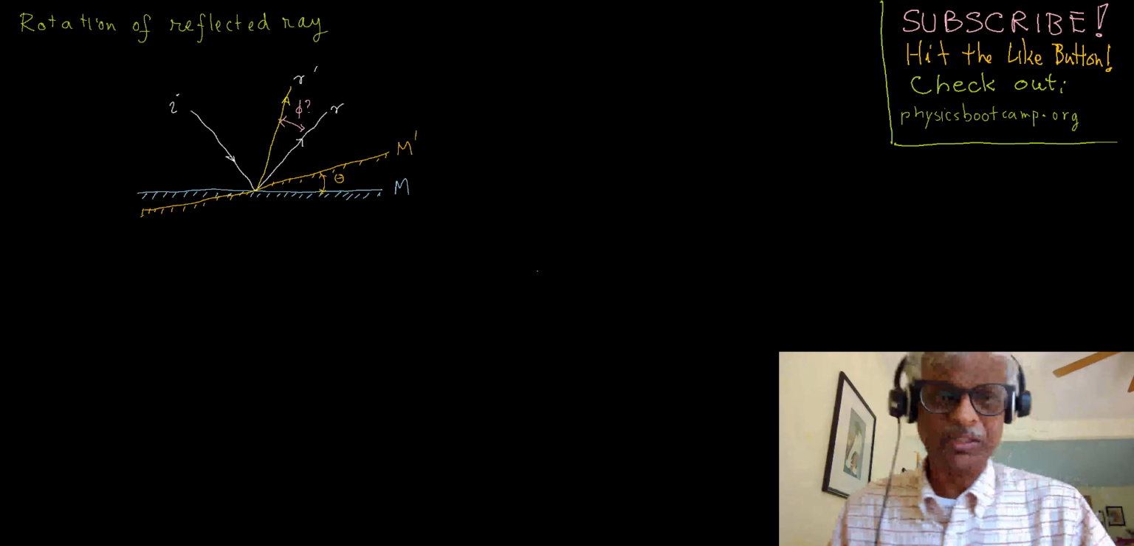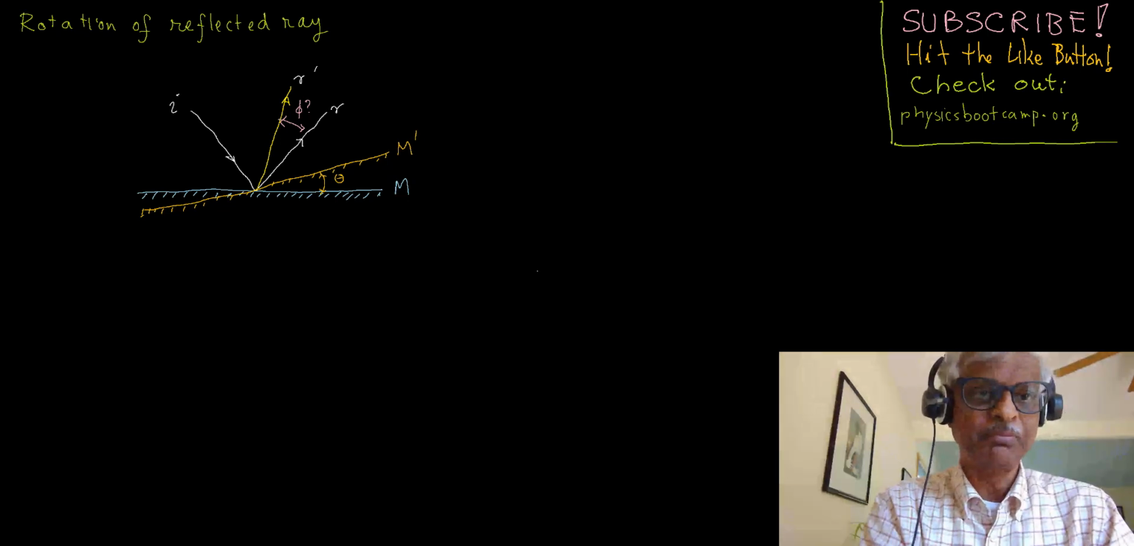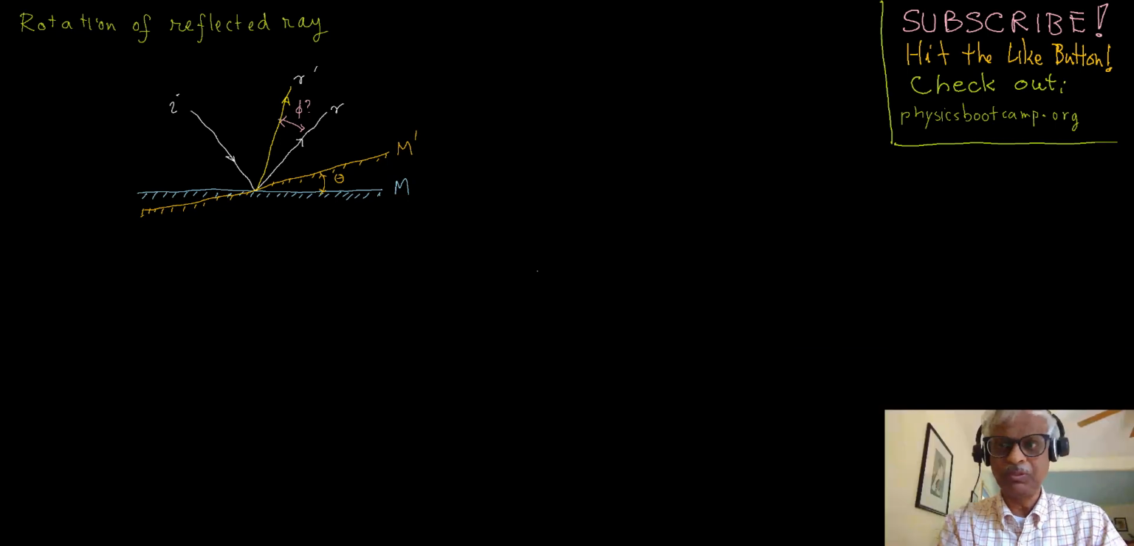So we start very simply with a law of reflection problem. This is a very standard problem. You get this in almost every course you take. Here is a situation where this is the mirror's original position, and then it will be rotated to this position.